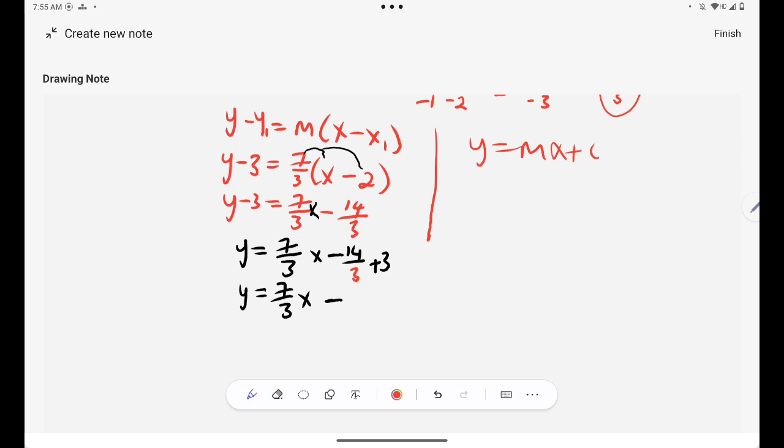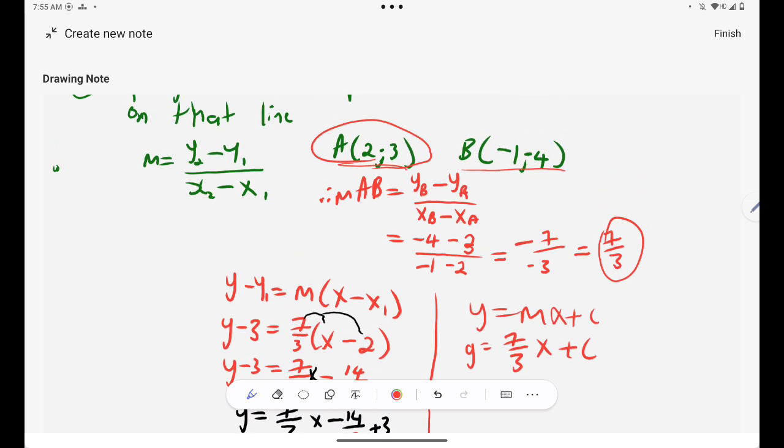It's 14 over 3. So I'll get my equation like this. Together, even if I use this one, I was just going to say y is equal to, the gradient is 7 over 3. I just calculated the gradient. All I need is the value of c.